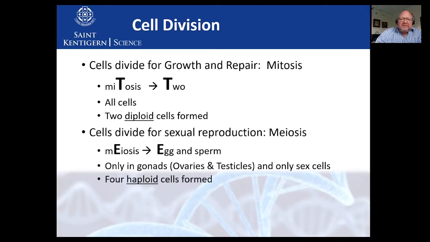So we talked about mitosis before. Mitosis contains the big T, and it gives you two identical diploid cells. A diploid cell has the whole 23 pairs of chromosomes, not just 23. They have 23 pairs, in other words 46.